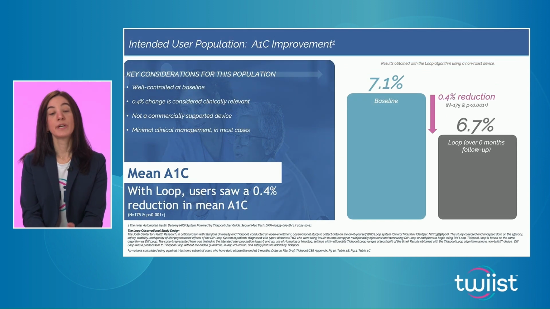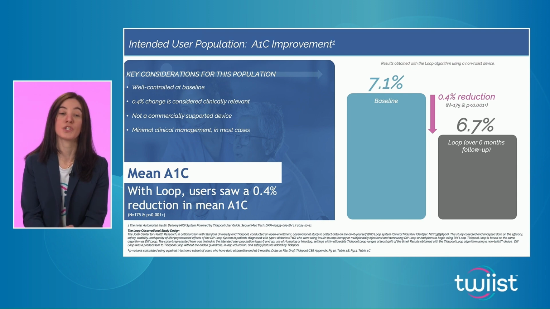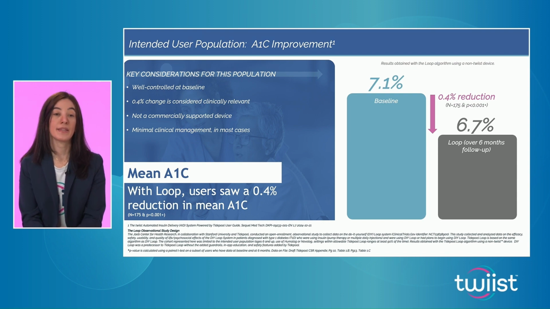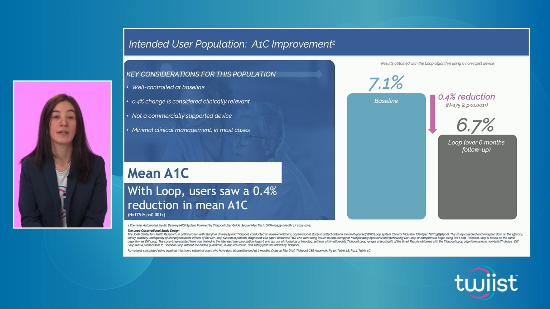And then I want to show you here the outcome of this study. Over a period of 6 months, we can see that the A1C average started at 7.1, and the end outcome was an A1C average of 6.7%, which is a 0.4% reduction. When we look at an average of 7.1, we know that this population was very well controlled even prior to enrolling into the study. Despite that, we were able to see an improvement of 0.4%.